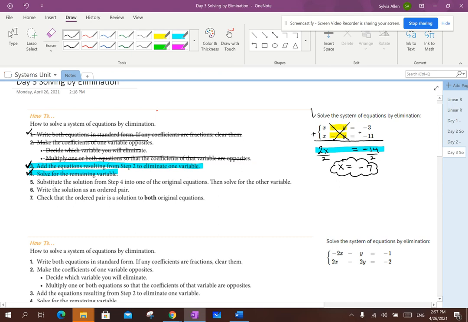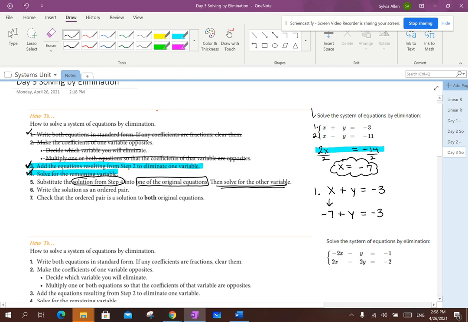And then number 5 says, hey, substitute the solution from step 4, which in this case is negative 7, into one of the original equations. And then we're going to solve for the other variable. So at the very beginning, we had equation 1 and we had equation 2. It doesn't matter which one we plug in, so I'm just going to plug it in to equation 1. x plus y equals negative 3. I'm replacing x with negative 7 plus y equals negative 3. I'm going to add 7. I find out that y is 4.